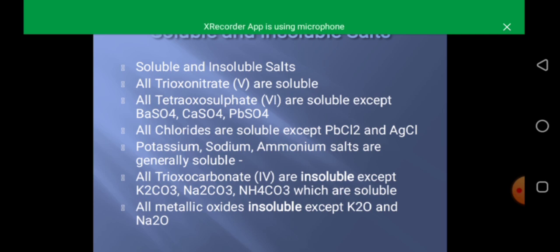All trioxocarbonates are insoluble except calcium carbonate, sodium carbonate, and ammonium carbonate, which are soluble. All metallic oxides are insoluble except calcium oxide and sodium oxide. So these are soluble and insoluble salts.